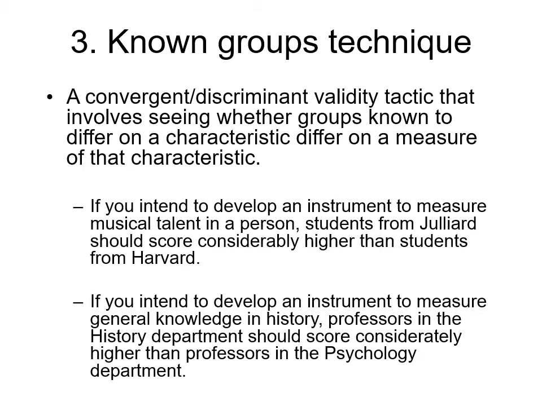Okay, number three. So known groups technique. This is something very similar to the convergent and discriminant validity strategy. But instead of correlating with other previously known measurements, you are correlating with groups that are known to differ on the characteristics on the measurement of that characteristic.